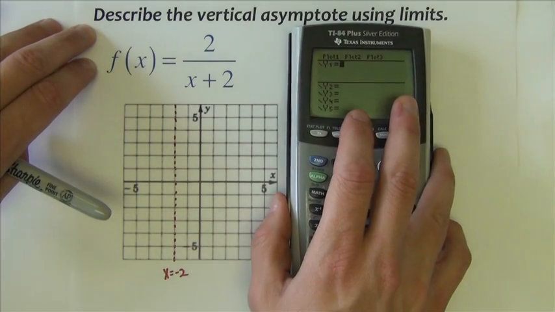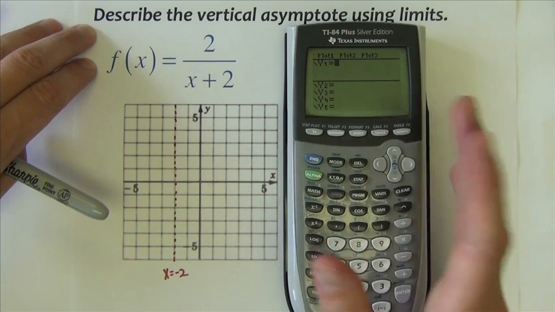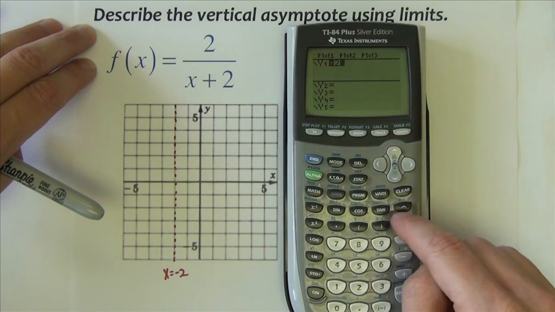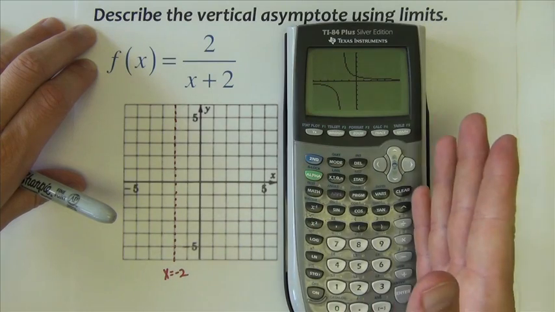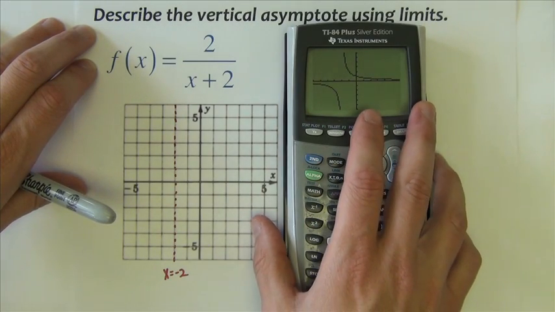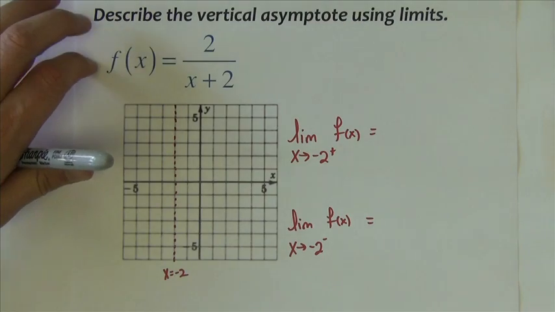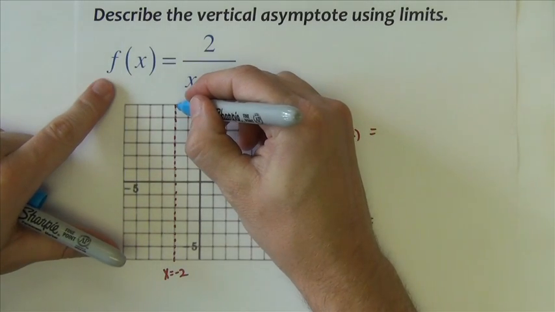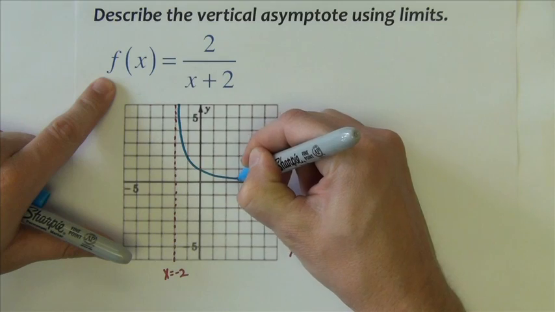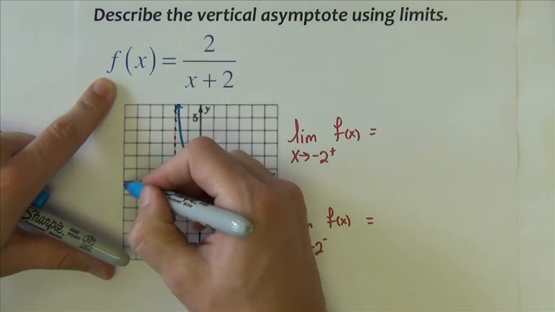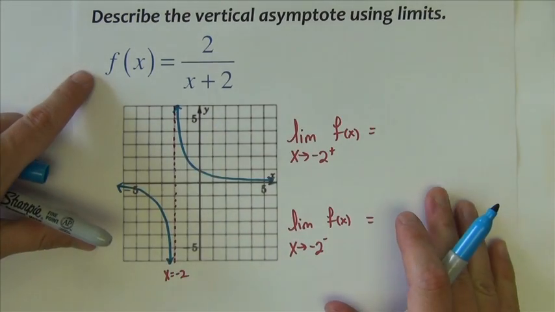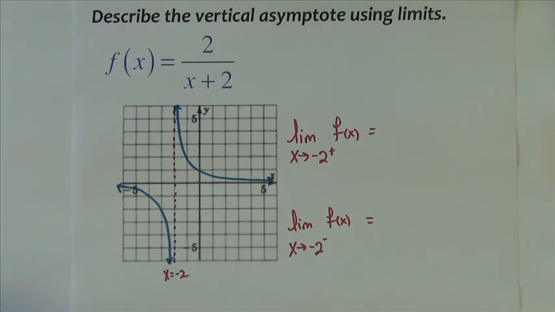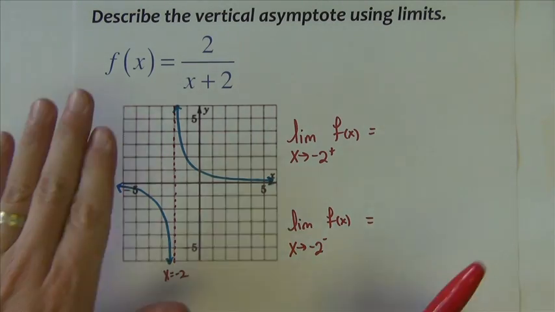So if you need, this is where you might use the calculator to graph it and see it. So I've got 2 divided by x plus 2. We graph it, and sure enough it shows the behavior on the left and right side of -2, which is going to be enough for us. So let me sketch it on the graph and then we'll write out the solutions. Okay, so this is showing kind of like this, and like that.